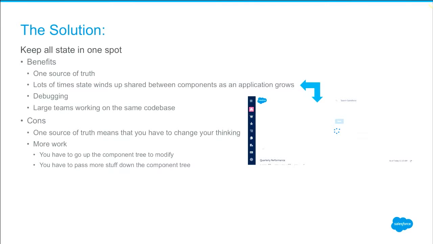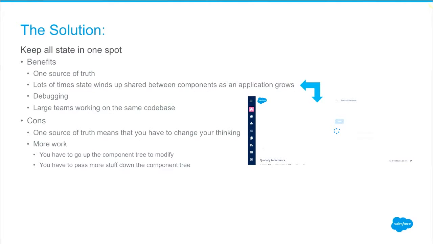I've also found it's helpful when you have large teams working on the same code base. If it's very explicit what you're doing, it may be worth it to type the extra lines of code to make it very explicit. It just makes everyone a lot more clear on what's going on in the application.